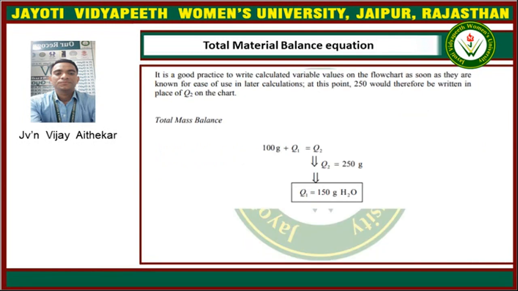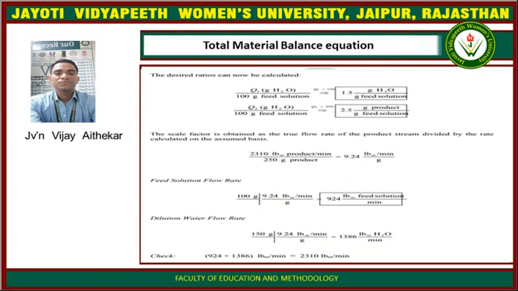It is good practice to write and calculate the variable values on the flowchart as shown. They are known and used in later calculations. At this point, 250 would be written in place of Q2 on the chart. 100 grams plus Q1 equals Q2, Q2 equals 250 grams, so Q1 is 150 grams. The desired ratio can be calculated using this equation, and finally we check the result.